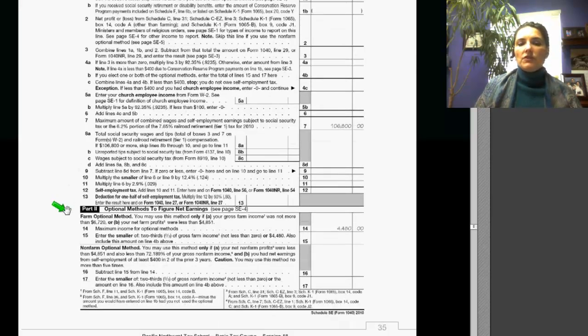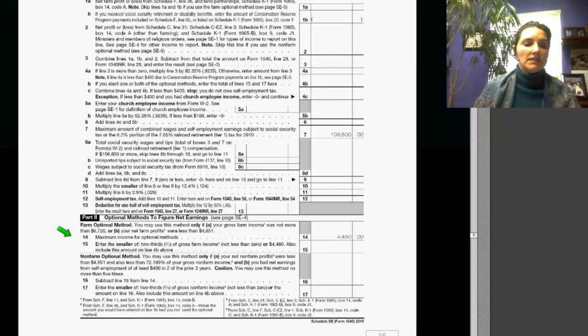And part 2 is where you can use an optional method to figure your net earnings from self-employment. It is possible that you could have gross income from self-employment but do not have a net profit from self-employment. And under the optional method, you can elect to report a certain amount of net income from self-employment for self-employment tax purposes, even though you do not in fact have a profit. And there can be some benefits to doing that. One benefit is that you are paying into the Social Security Fund for your retirement. And another benefit is it might make you eligible for earned income credit and certain other refundable credits.